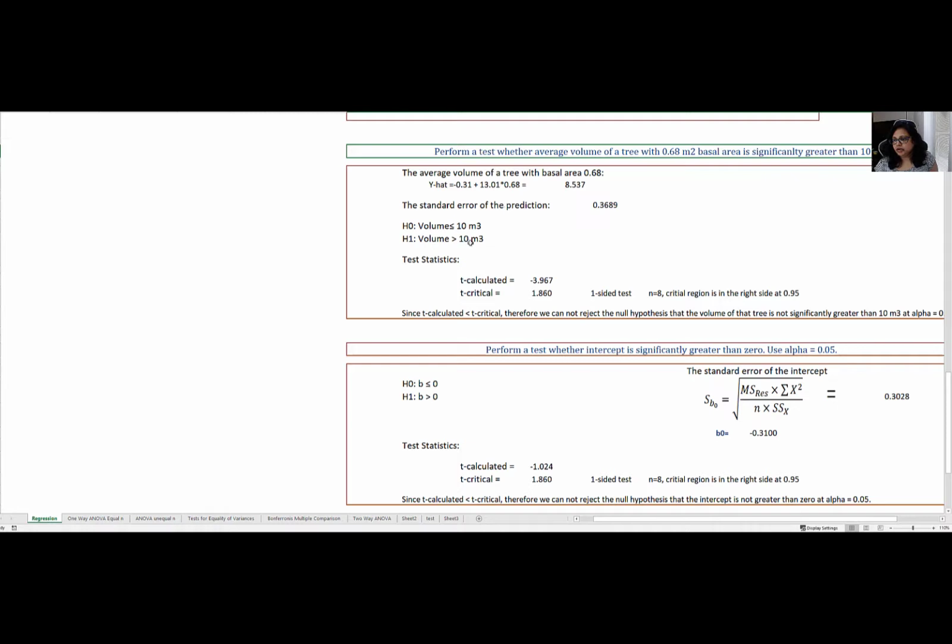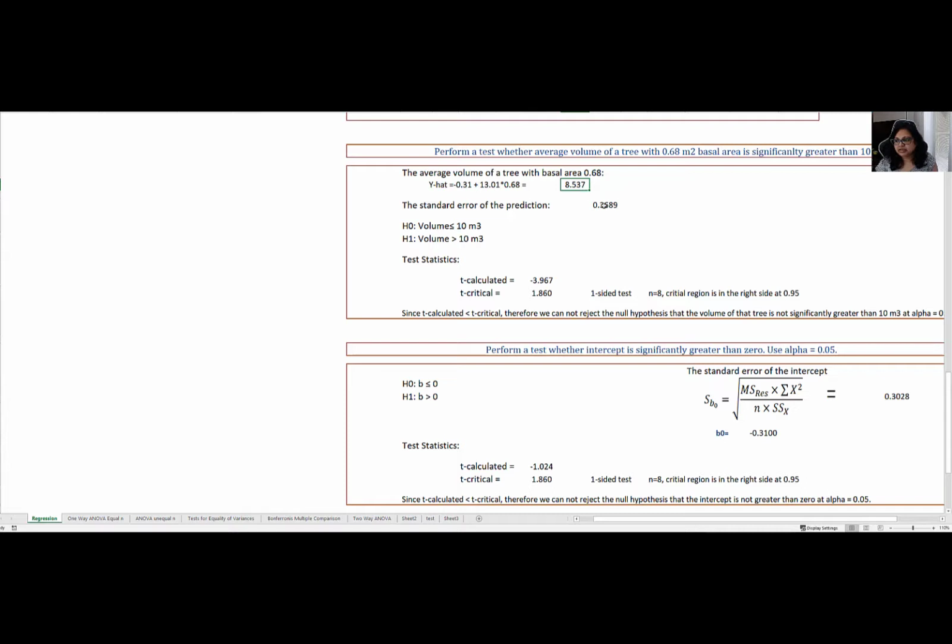So we want to test whether the volume is less than 10 or more than 10. That's our interest. But we need to find what would be the predicted value if we use the 0.68 basal area. So using the regression line, same thing we did, we found that the volume is 8.537 using the regression line.